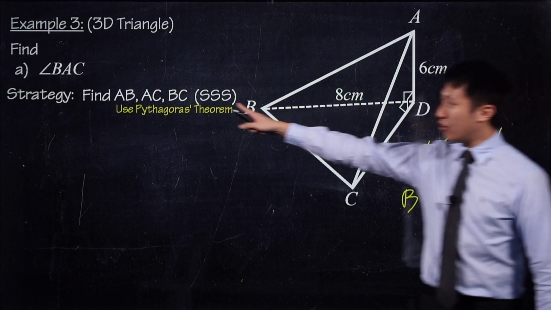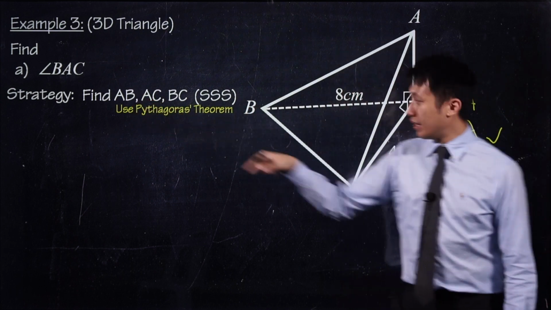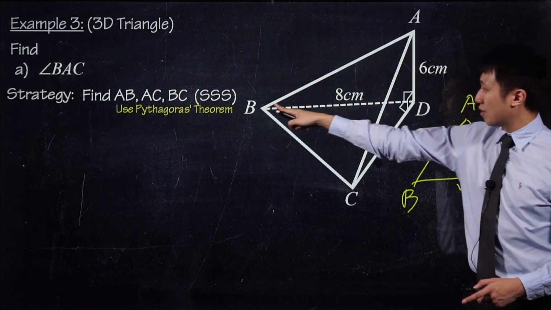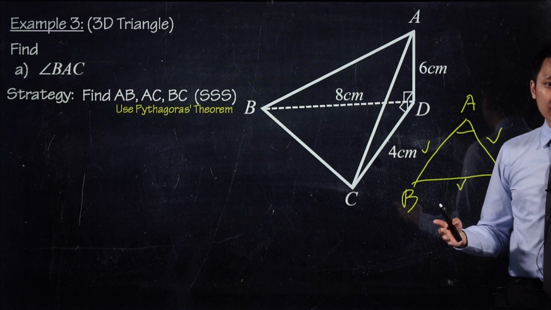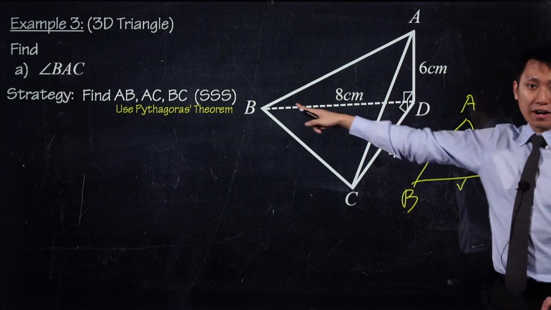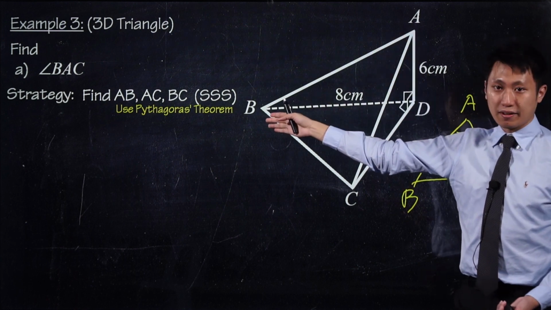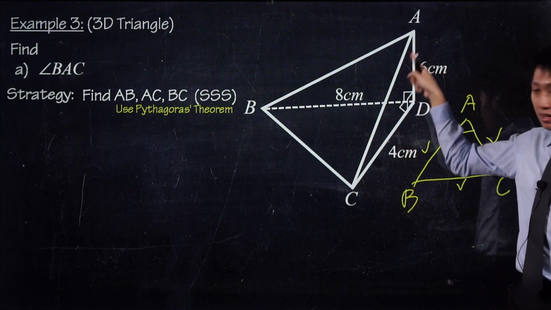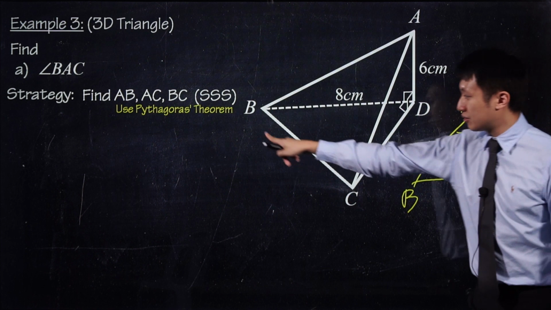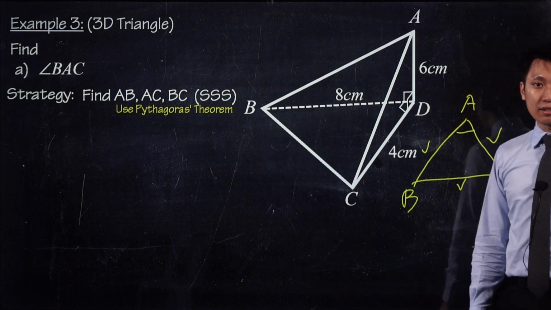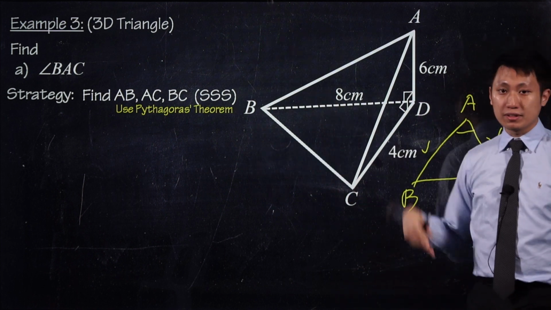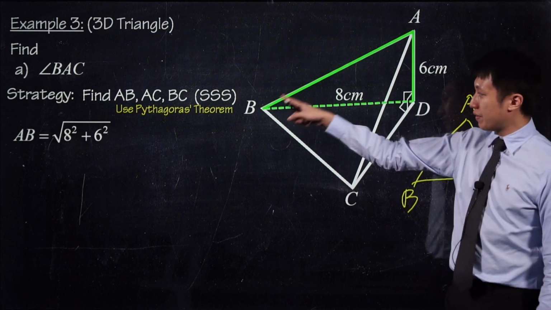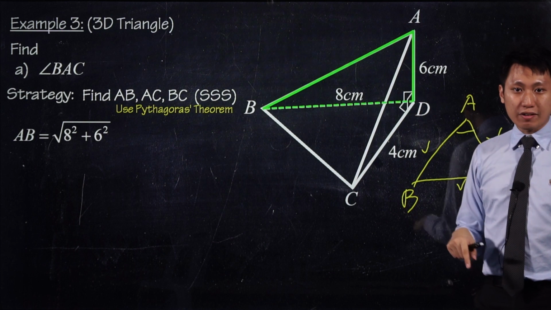How do we find all this? You want to find AB. AB is the hypotenuse of a right triangle, so this side. We use Pythagoras theorem. This one is also a hypotenuse side, and this one also a hypotenuse side. That's why we use Pythagoras theorem to find all of this. So how do you find AB?